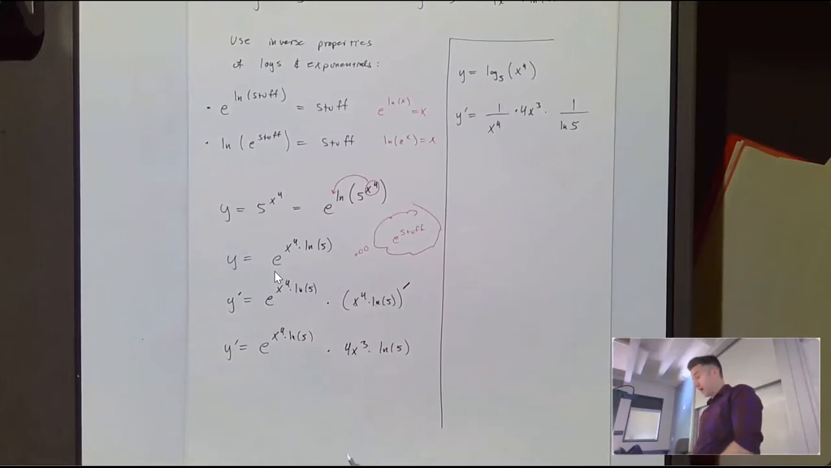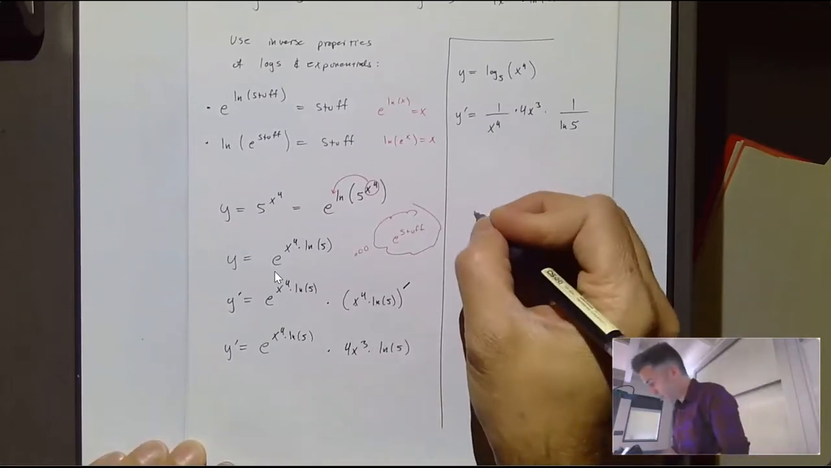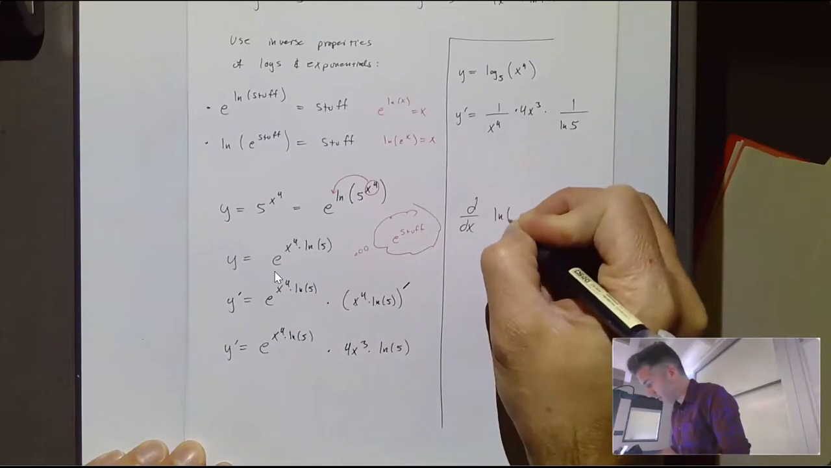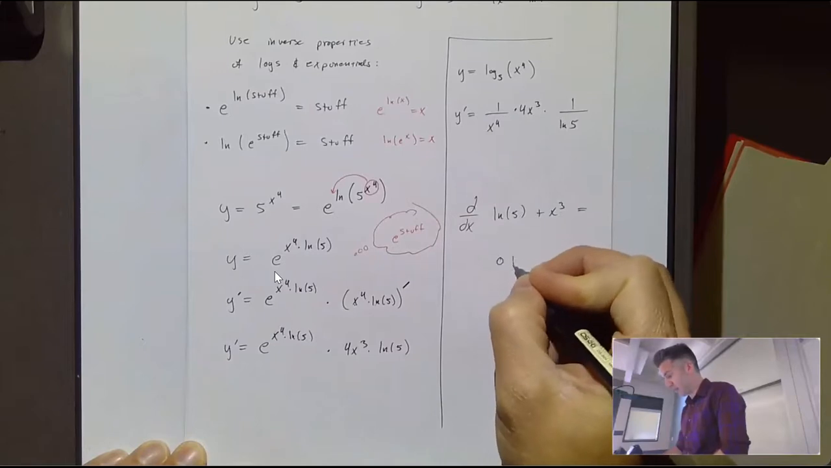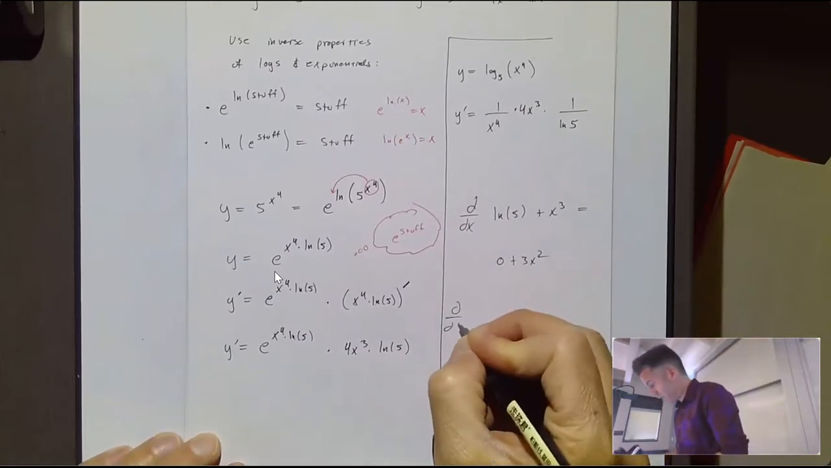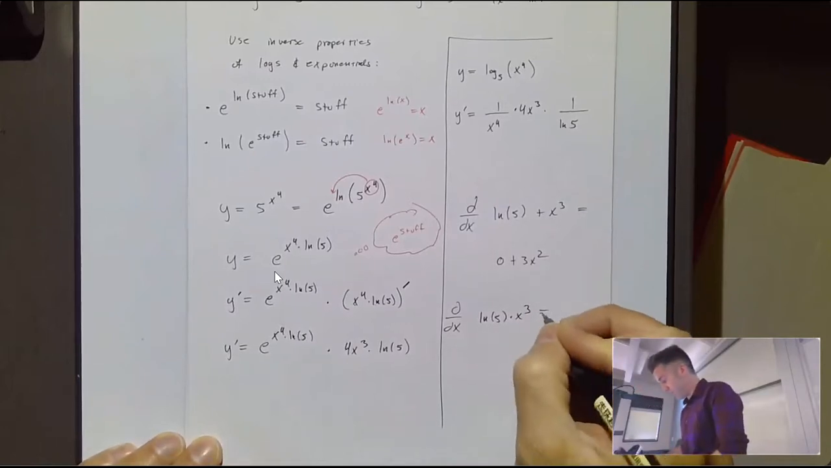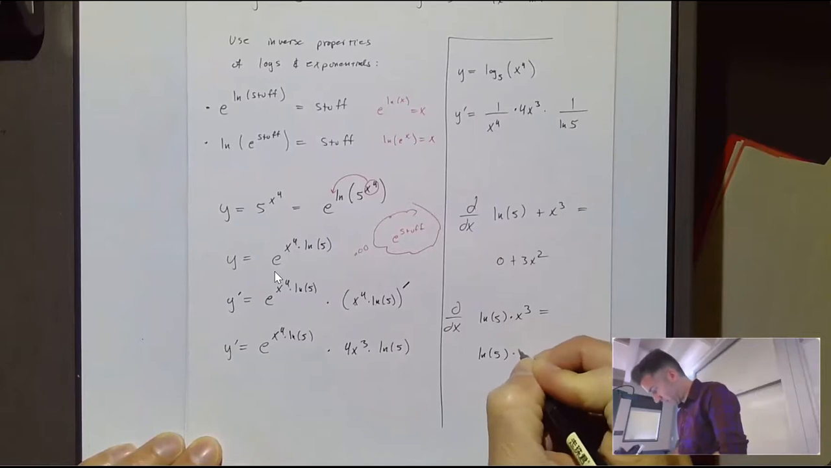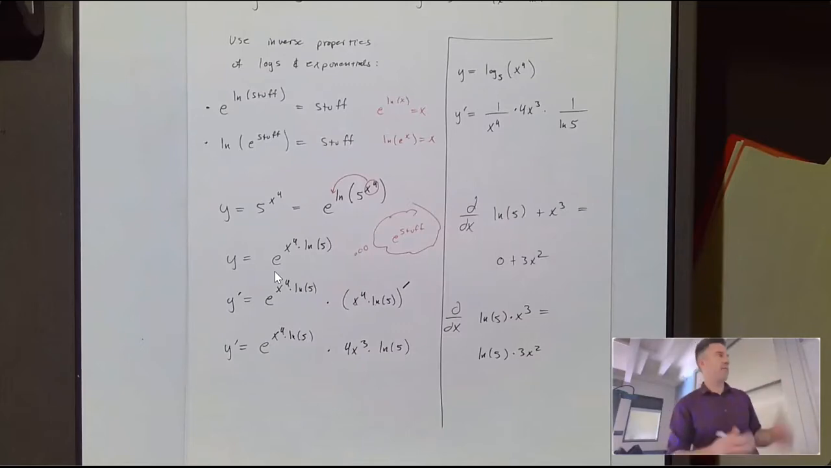Right, constant multiples, I should say, and it's a really important distinction. The derivative of the natural log of 5 plus x cubed is going to be 0 plus 3x squared, because the derivative of a constant is definitely 0. But if you have the derivative of the natural log of 5 times x cubed, then you're going to get the natural log of 5 times 3x squared, because constant multiples hang out or stick around. I always say hang out. That's just the way I like to say it.